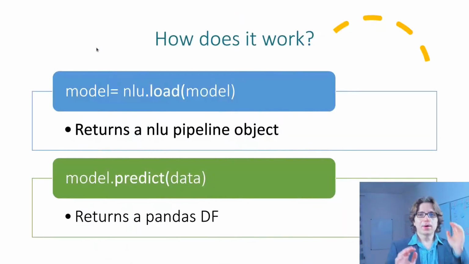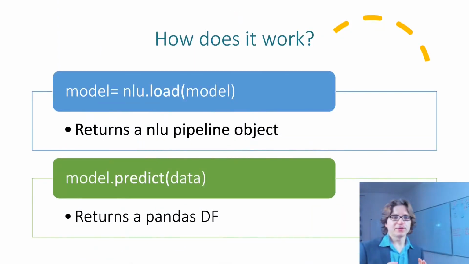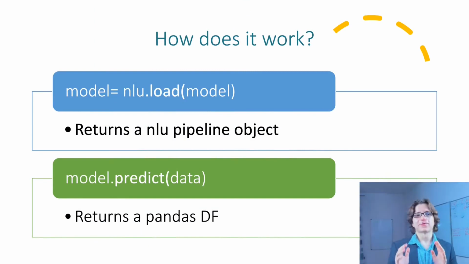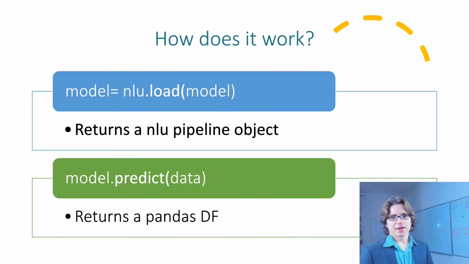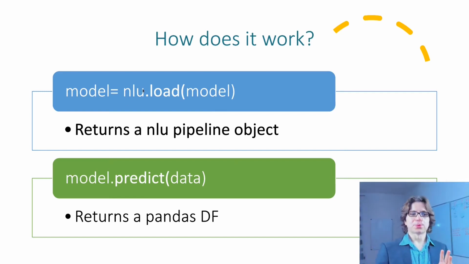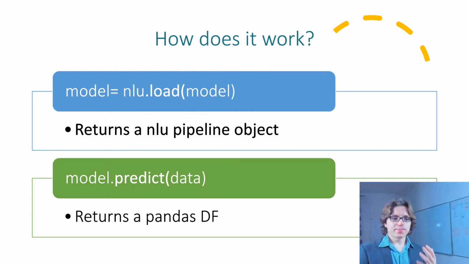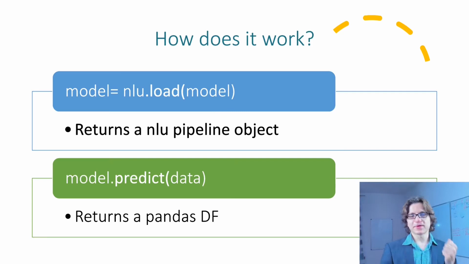And so, how would you use this with NLU? How do you get all of this magic, all of this power? It's very simple. You just need to know there's an NLU.load method, and in it you put the name of the model. Or nowadays we like to call the name of the model a spell, because it's like magic. Okay, so you put the spell name or model name in the load, and it will return to you a model object. And this model object has a predict method. It can take in a pandas data frame or all the Pythonic data structures, or even simple strings.